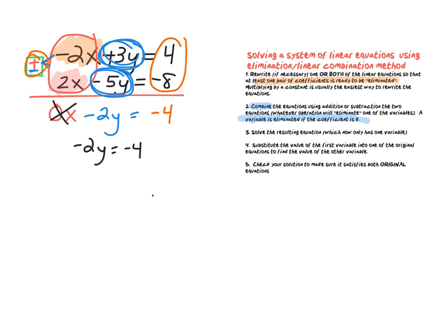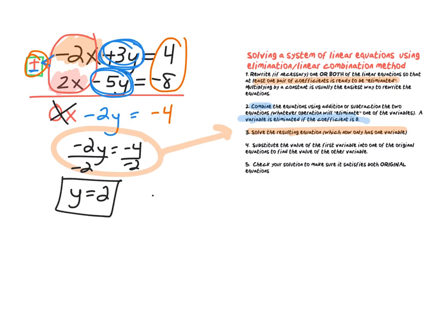If we combine them correctly, then over here in our list of steps, we should solve that equation, and it should only have one variable left. And it does. So this is our step 3. Let's find out what y is. I'm going to divide both sides by negative 2, so I get y is equal to 2.